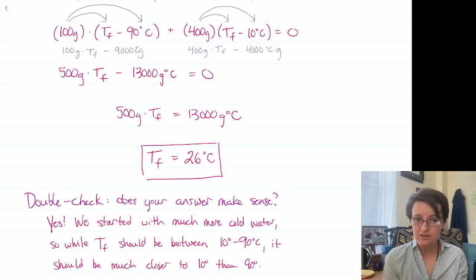And so 26 degrees Celsius seems pretty sensible to me. And that makes me feel a little bit more confident, especially if I'm in a test situation where I can't look up the right answer, that I'm probably on the right track here.